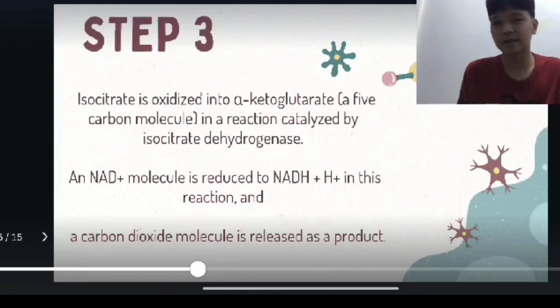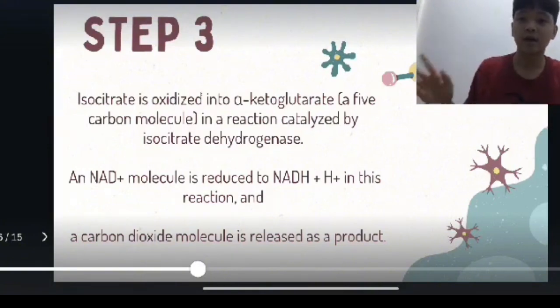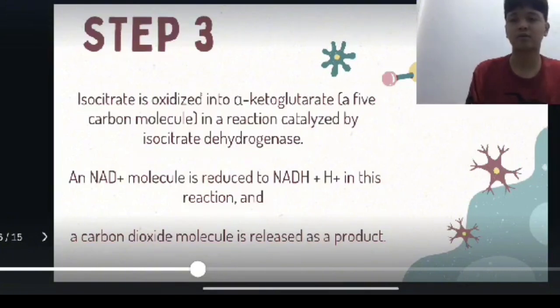What will happen is that it will be oxidized. When we say oxidized, it will lose an electron. It will transform into alpha-ketoglutarate. Isocitrate is 6 carbons, while alpha-ketoglutarate is only 5 carbons. So, that means we lost a carbon in step 3. Our enzyme is isocitrate dehydrogenase.